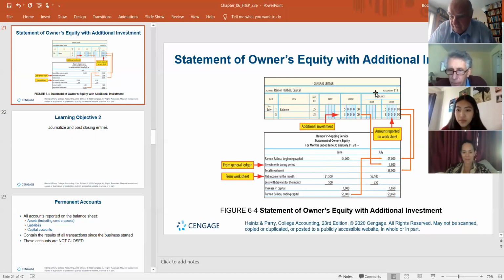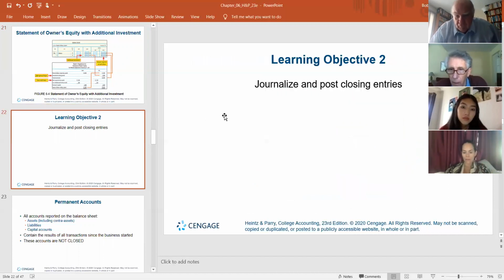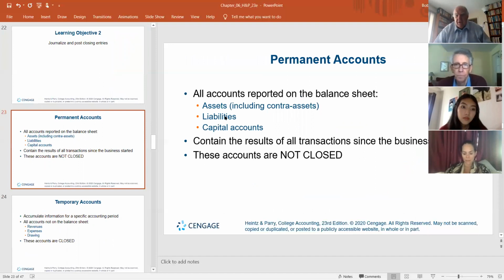But you notice it is not in the general ledger yet. It's just on a piece of paper, just on the report. The closing journal entries, the subject of this chapter, are the mechanism for getting this income into our general ledger. We are going to close temporary accounts only. Permanent accounts go on forever, in perpetuity. Assets, liabilities, capital. In other words, your permanent accounts are the balance sheet.